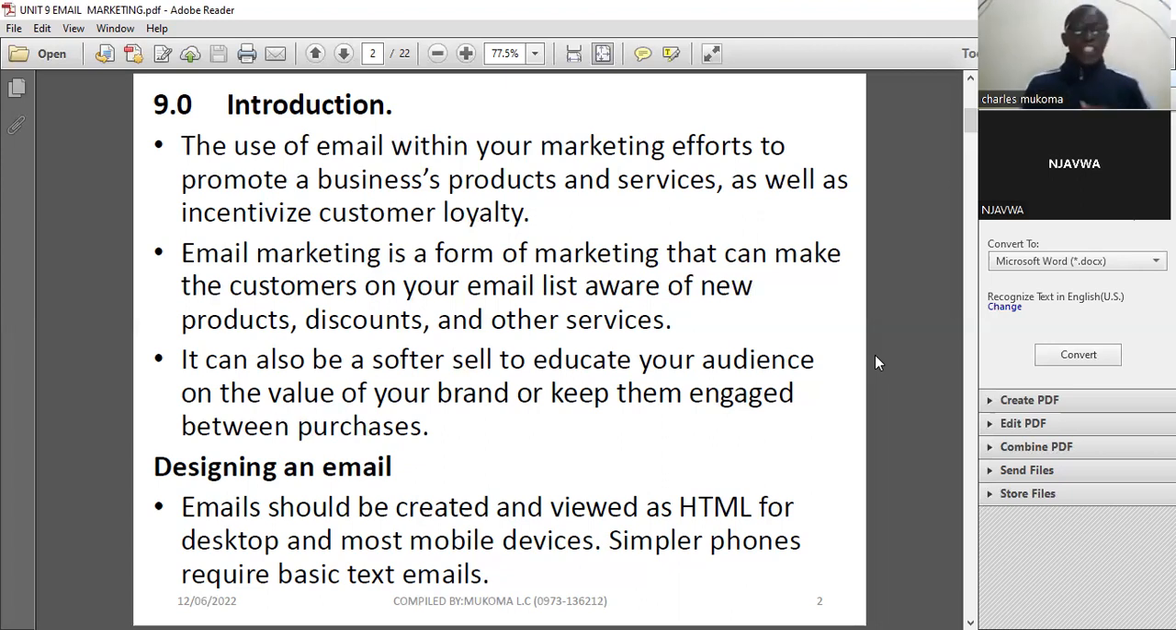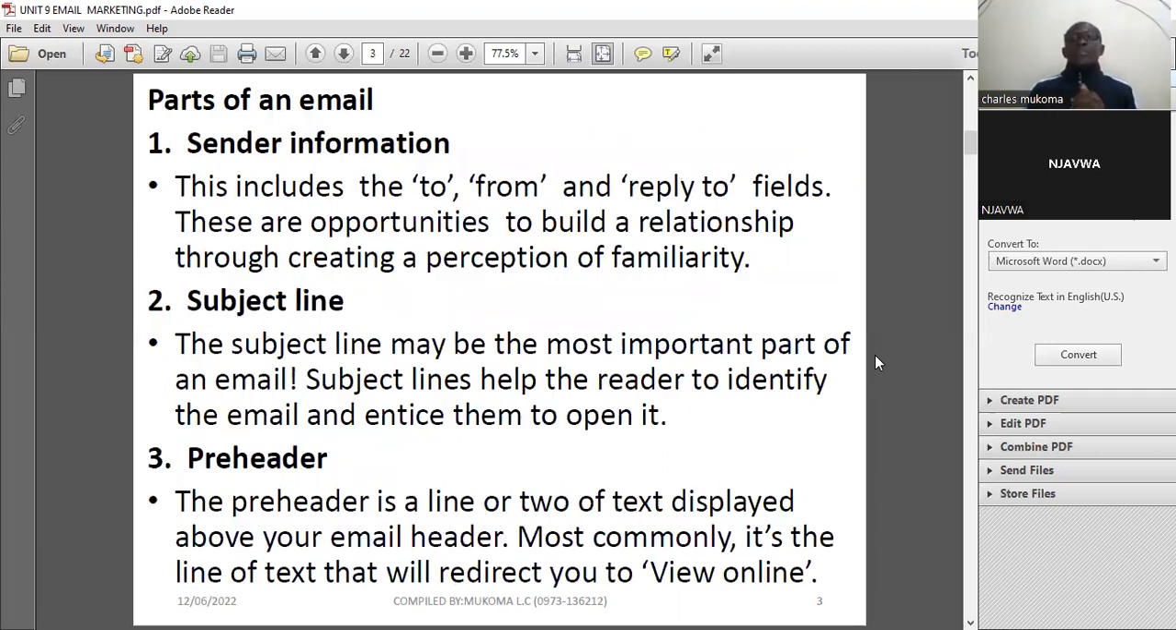Okay, so designing an email. I'm sure we have designed emails before, so this shouldn't be an issue. It should work well for desktop and most mobile devices. Okay, simpler phones require basic text emails. Okay, parts of an email. You are designing an email.